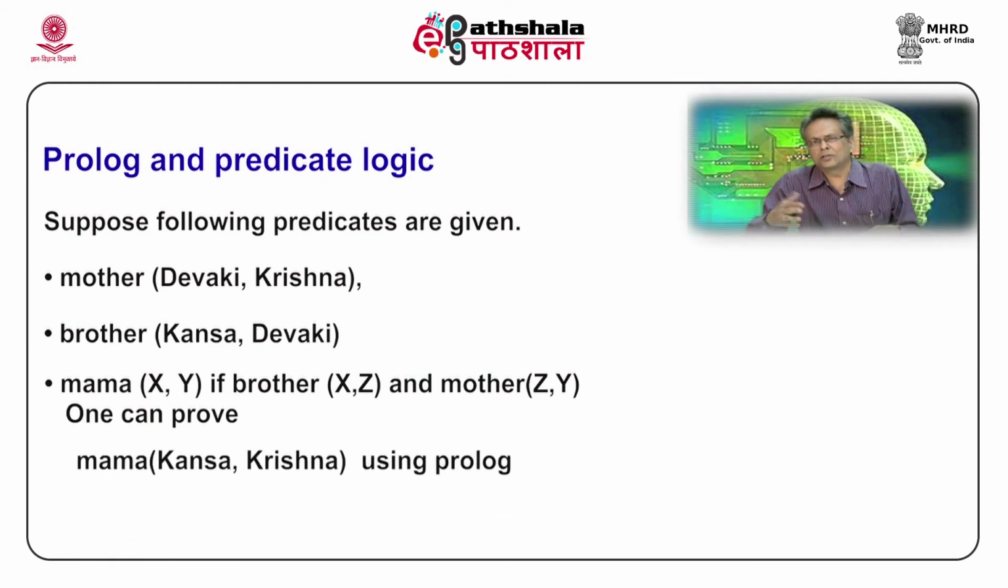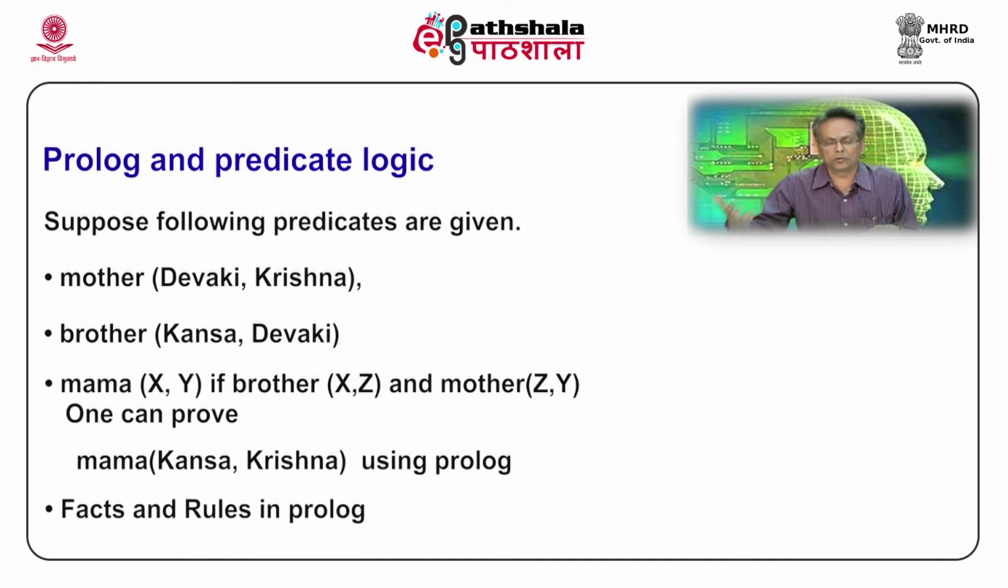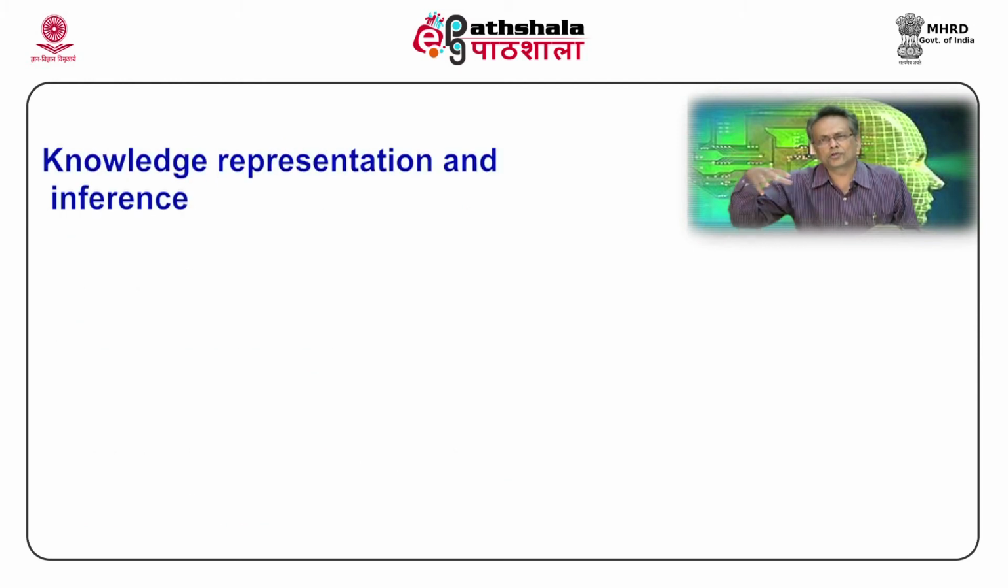Now, if you just look at this, you can easily convince yourself that you can prove that Kans is a mama of Krishna. Now, that is called inference. The first three steps describe data, knowledge, and what we have proved is called inference. So, how do you store information and how you achieve something out of it is what is needed in an AI technique. Okay.